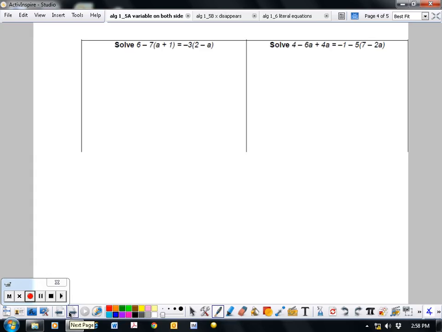Okay, so wow, we just keep getting more and more complicated here. So I'm going to draw my line, indicate my two sides. If I've got parentheses, I get rid of those first. So on this side, I have a minus 7 that I'm distributing inside. On this side, I have a minus 3 that I'm distributing inside. Whew. So I leave the 6 out here, and I distribute it in the minus 7.